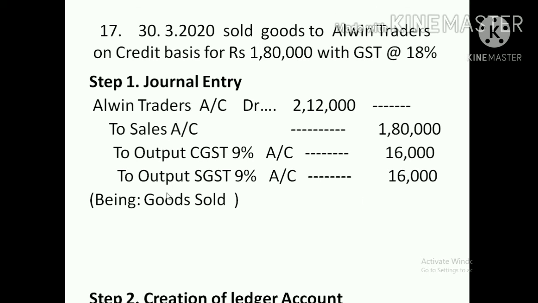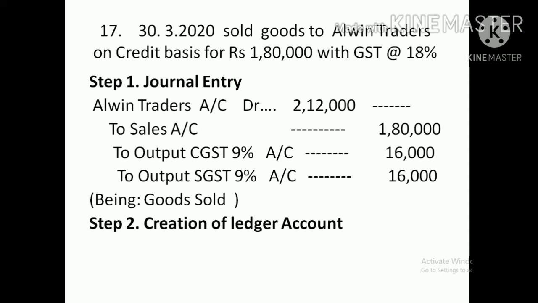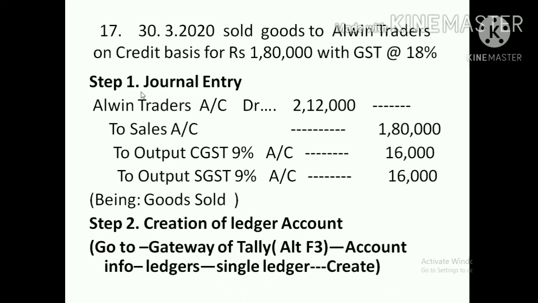Then next move to the ledger creation. Here how many are we going to create? Alvin Traders, sales at 18%, output CGST 9%, output SGST 9%. In total we are going to create 4 accounts. This is the creation of ledger account syntax. Then go for the next one, creation.